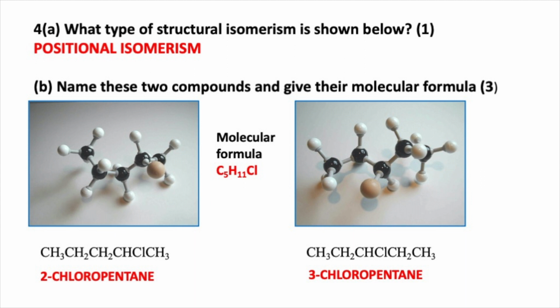Now the molecular formula is C5H11Cl. There's 1 mark for the type of isomerism, 1 mark for the molecular formula, and 1 mark each if you name the isomers correctly.